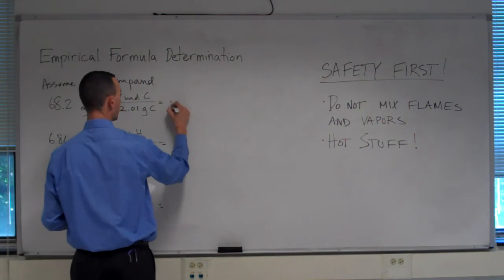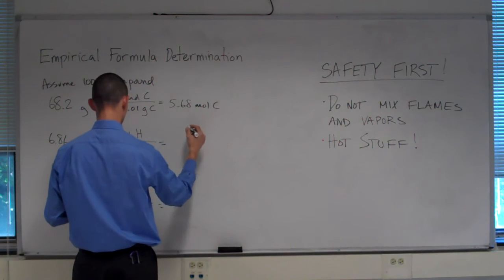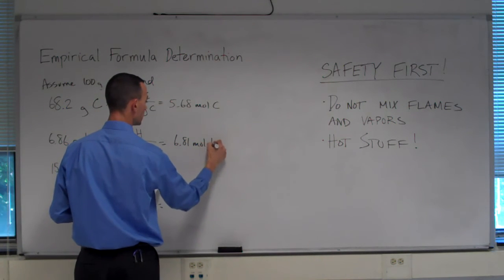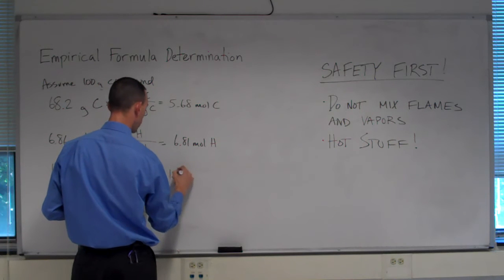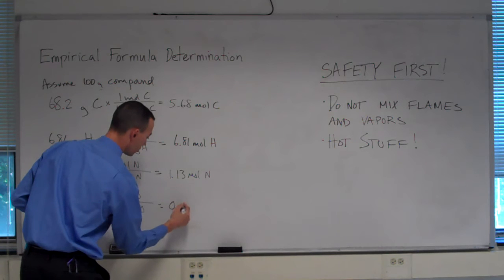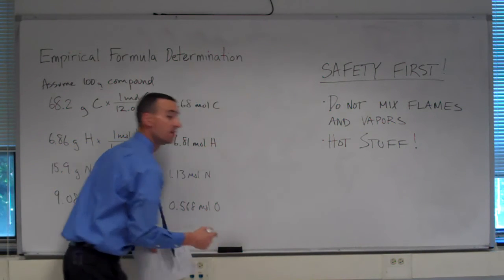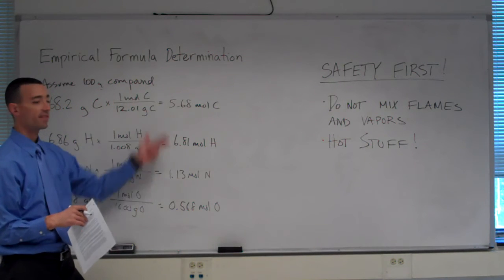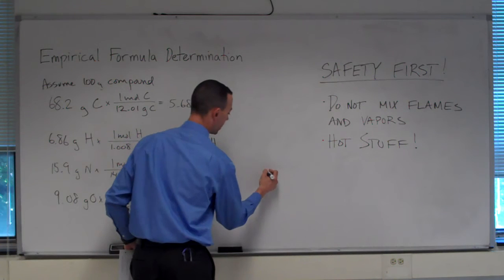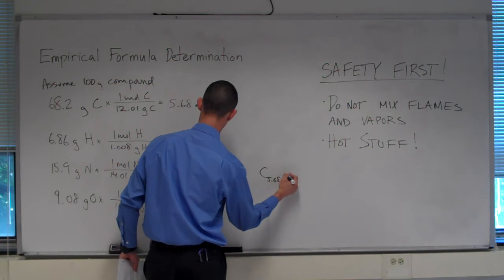So I have 5.68 moles of carbon, 6.81 moles of hydrogen, 1.13 moles of nitrogen, and 0.568 moles of oxygen. At this point, we technically have our ratio of moles, but we're not allowed to write a formula with these decimal subscripts.